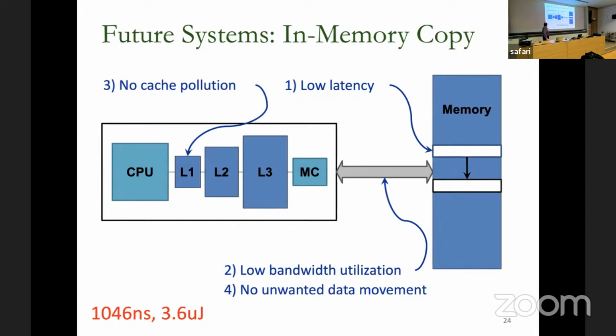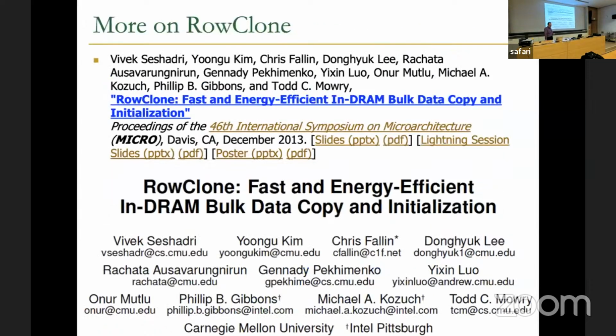And this is the result. If you want to copy data using the processor, it turns out that using in-memory copy we can reduce this from around 1,000 nanoseconds to only 90 nanoseconds. It also reduces a lot of energy consumption. If you want to learn more about RowClone, I would suggest that you check the paper.